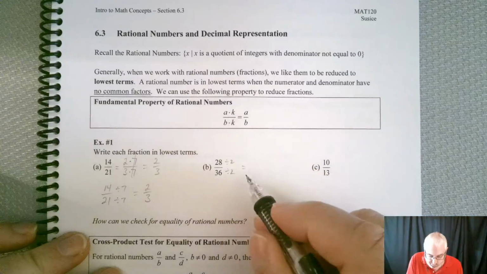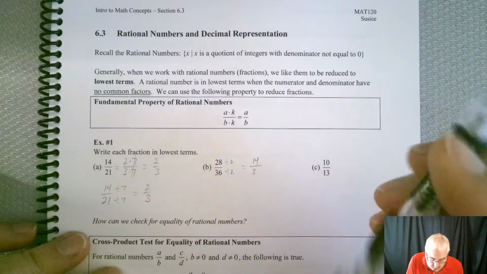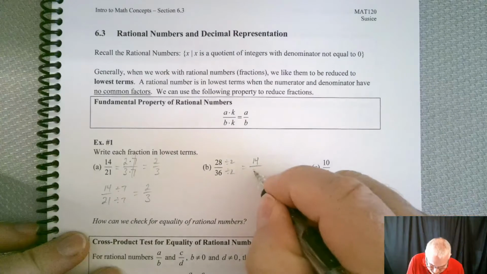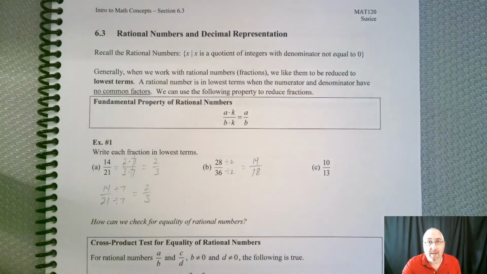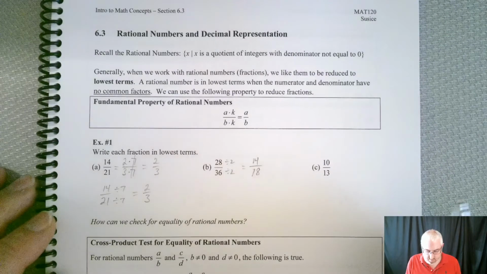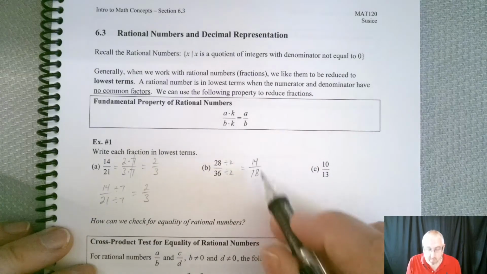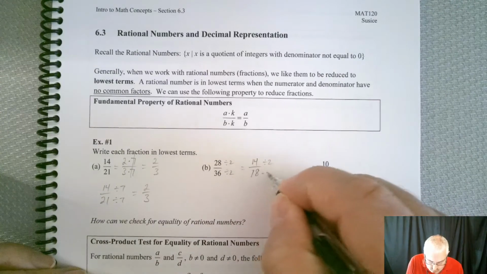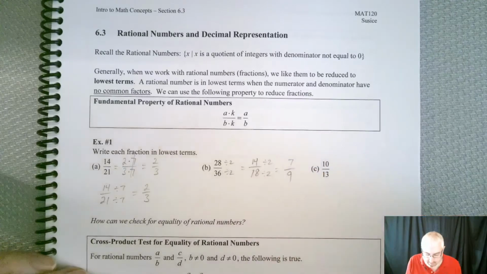So if we divide out the 2, looks like we're going to get 14 over, not 36. Let's try maybe 18. So we have 14 over 18. And so my screen went black. Just put that back on. But now, what can we do with 14 over 18? Yeah, we can do 2 again. So that's going to reduce it down to 7 over 9.